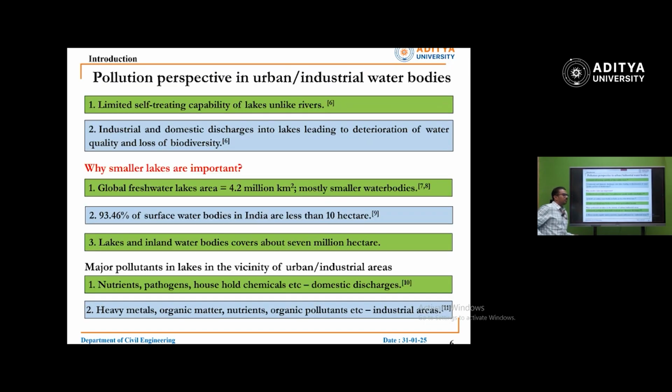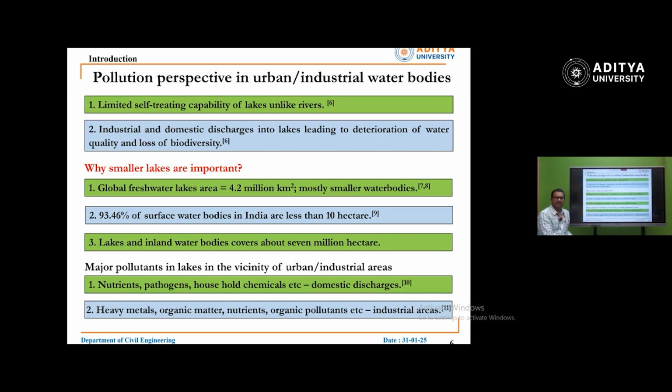Now we'll talk about the perspective: what is the problem with rivers or lakes? What might be the difference? Let us suppose both are getting contaminated. Which is going to get affected mostly? Generally, lakes are almost not hydraulically connected with any other water body. Due to that, they have very limited self-treating capabilities. Because of that, they cannot treat themselves, and if the contamination exists continuously, they ultimately cease their existence.